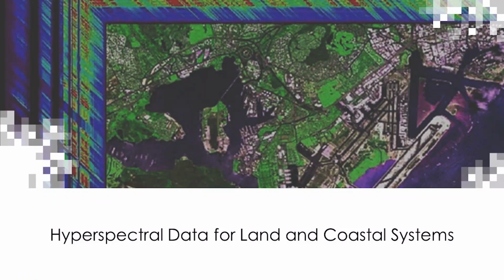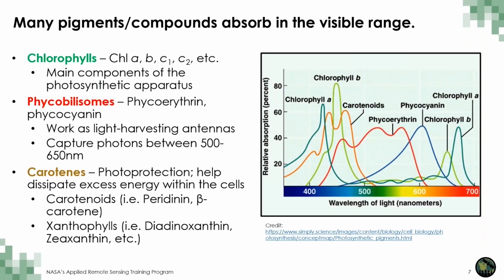We're going to talk about the use of hyperspectral data for coastal and ocean systems. Before we talk about hyperspectral data in general, I wanted to point out some aspects about the photosynthetic apparatus or photosynthetic organisms, and particularly talk a little bit about the different pigments or compounds that absorb within the visible range.